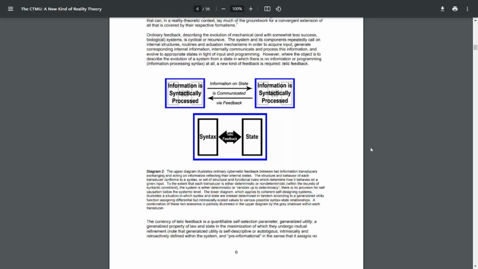The lower diagram, which applies to coherent self-designing systems, illustrates a situation in which syntax and state are instead determined in tandem, according to a generalized utility function, assigning differential but intrinsically scaled values to various possible syntax-state relationships. A combination of these two scenarios is partially illustrated in the upper diagram by the gray shadows within each transducer. Okay. You see those gray shadows. Information is syntactically processed. Information on states communicated via feedback. And in this one, you have the feedback between the state and the syntax.